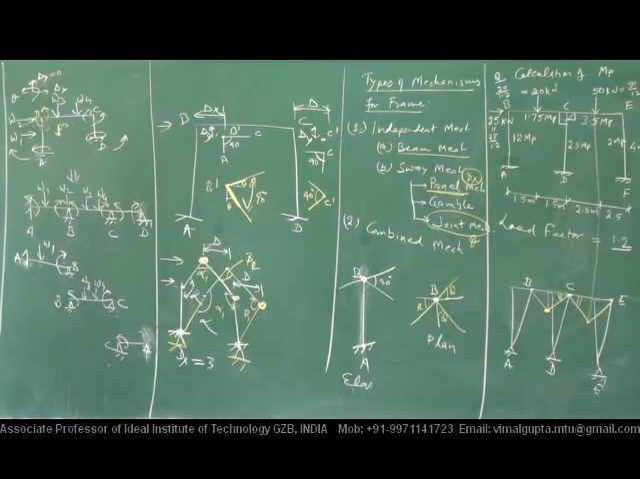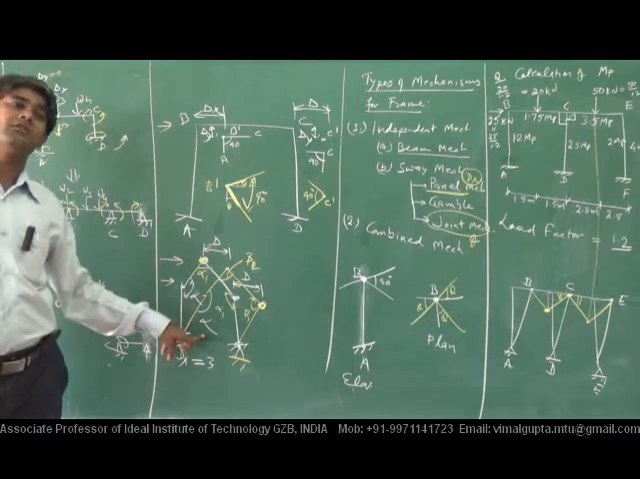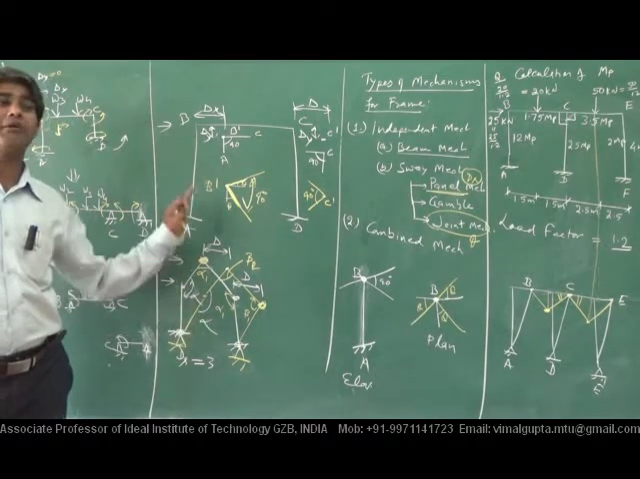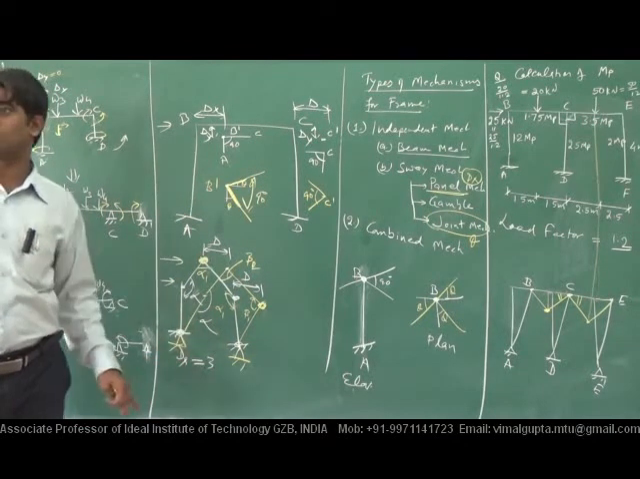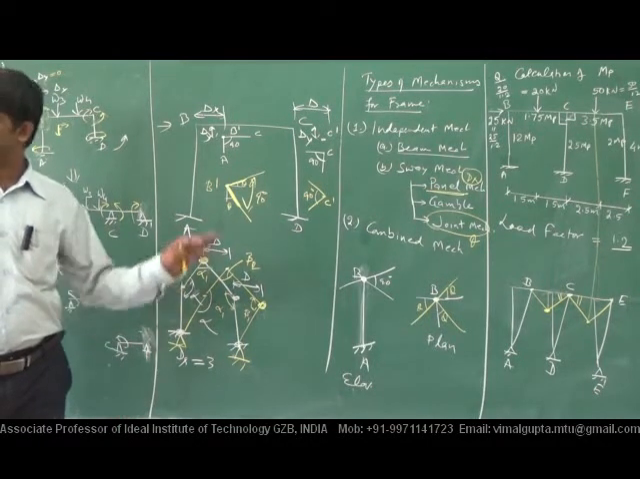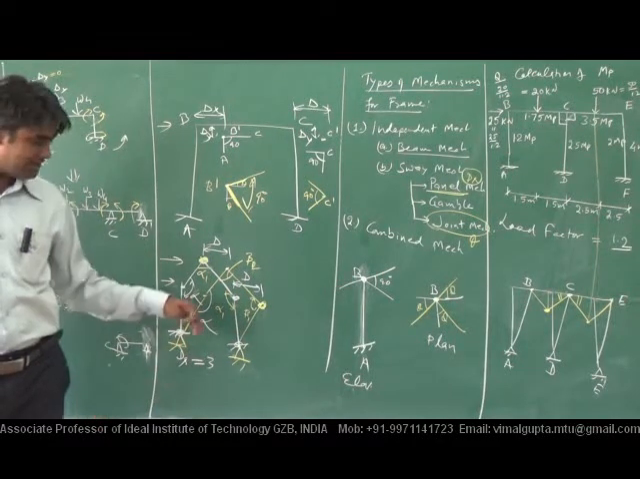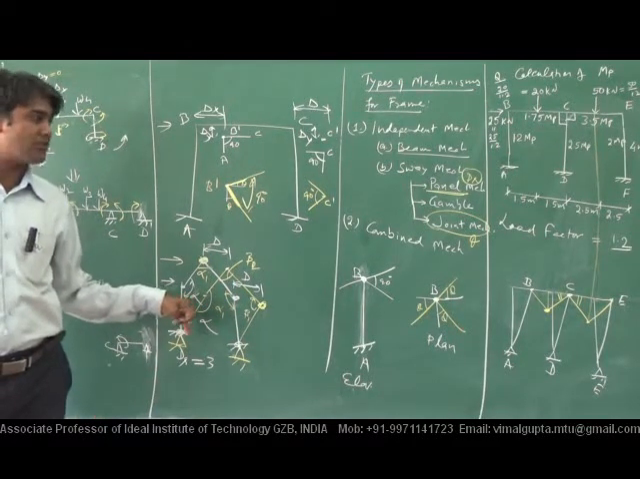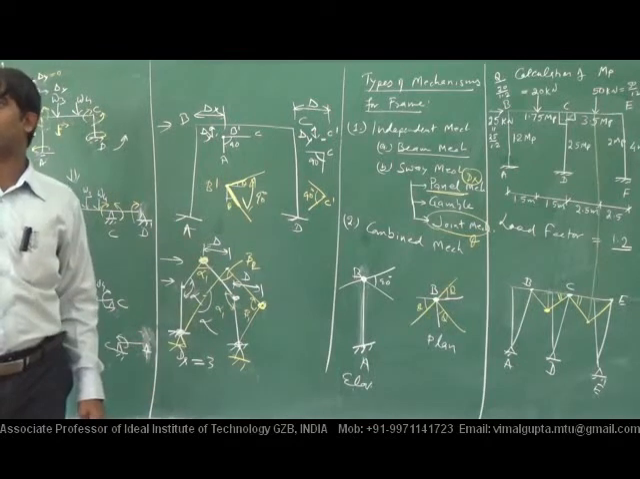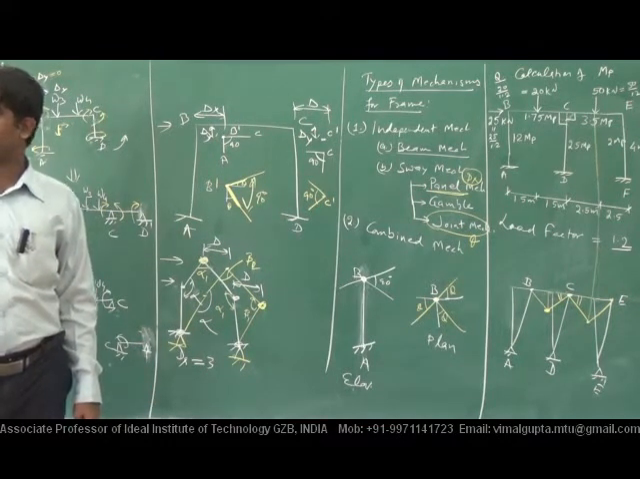Clear to everybody? Therefore, such type of mechanism in which number of joints are more than required plastic hinge, then such type of thing will be considered, and that is known as Campbell mechanism. Clear to everybody?